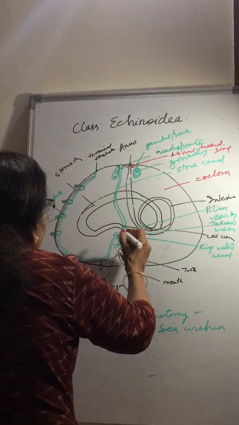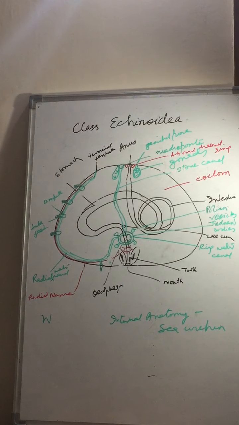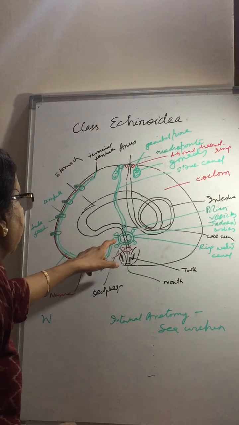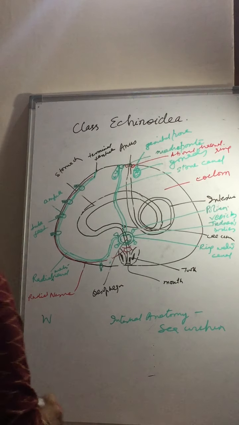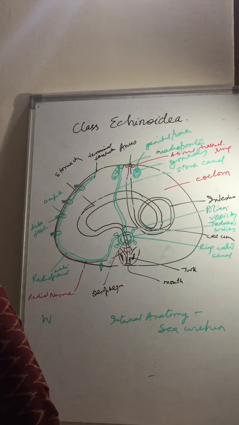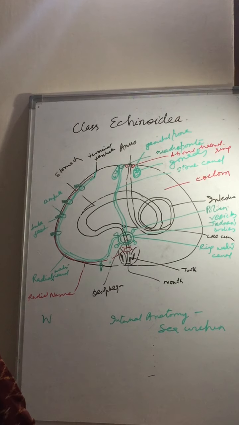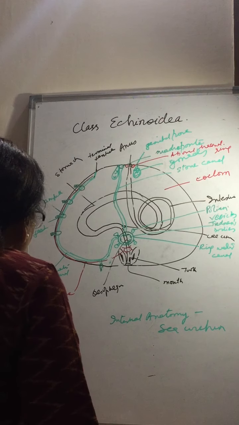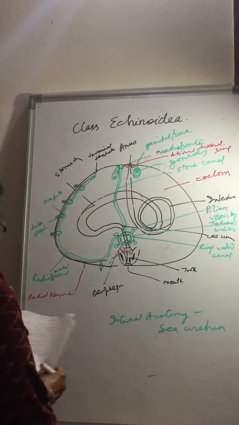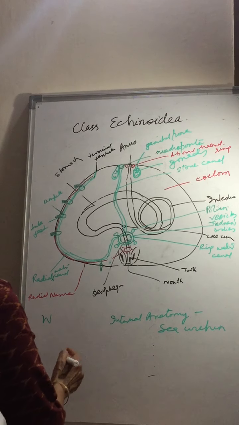Then, from the ring canal, the radial canal starts. There are also some buccal podia which are present. And what is there is that these tube feet I was talking of have a bidirectional flow of fluid in the tube feet.